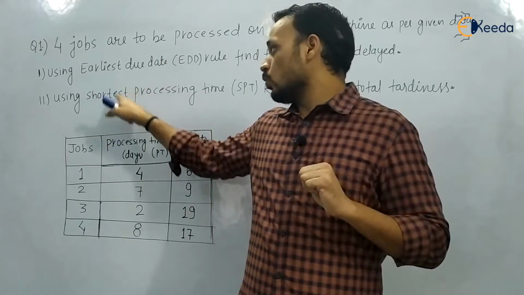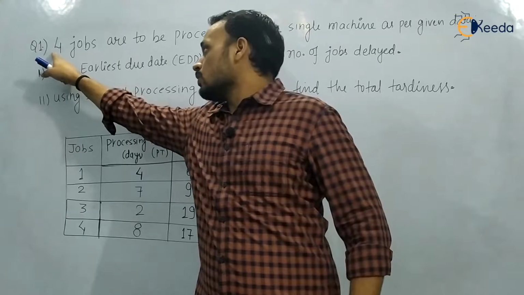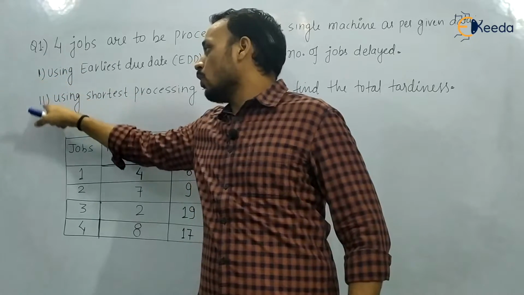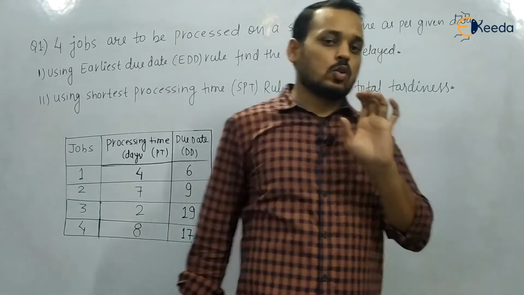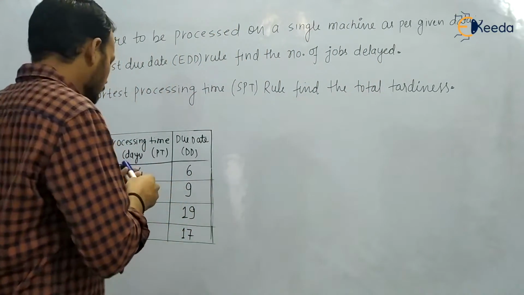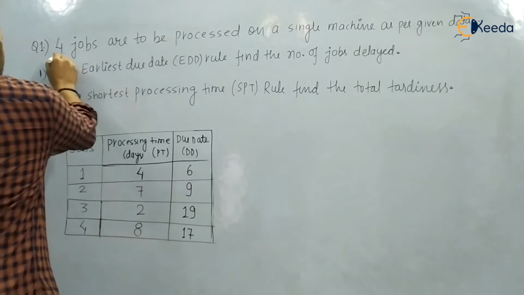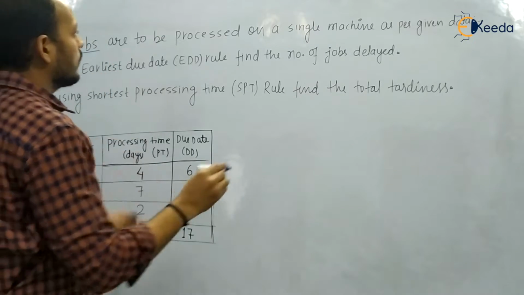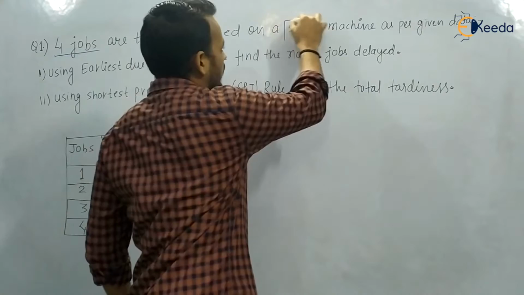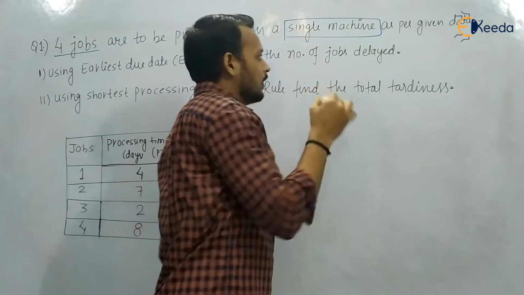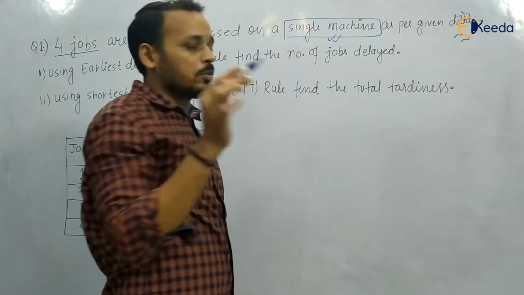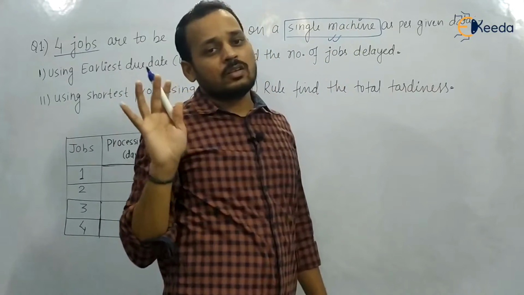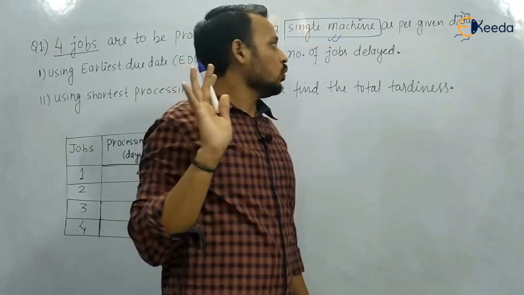You can see two questions are there. In question number 1 we have got two questions, and each of these is of 2 marks. So we will read the question. It says that 4 jobs are to be processed on a single machine. Once again, this question is of a single machine. Similar types of questions are asked on two machines or more than two machines.